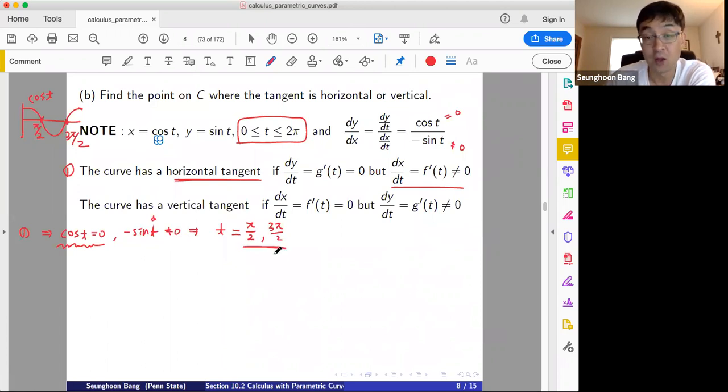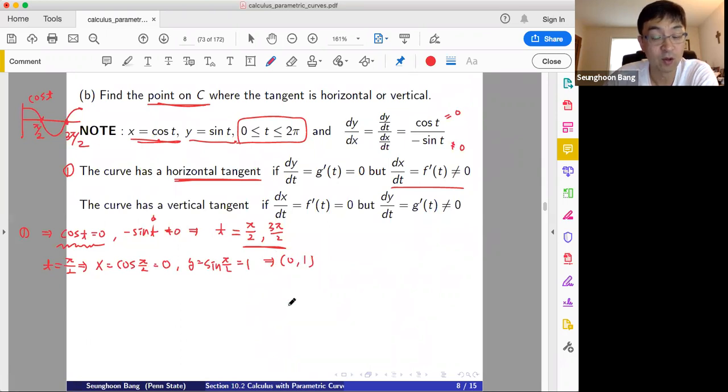This is not final. You can find the exact point on C. What does it mean? You can plug t equals pi over 2 into x and y. So what is x? X is cosine pi over 2. Cosine pi over 2 is 0. You plug y. Y is sine pi over 2. Sine pi over 2 is 1. So what's the point? The point is 0 and 1. So like this.